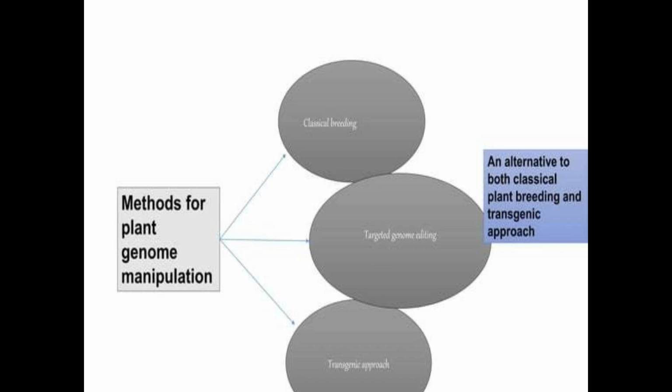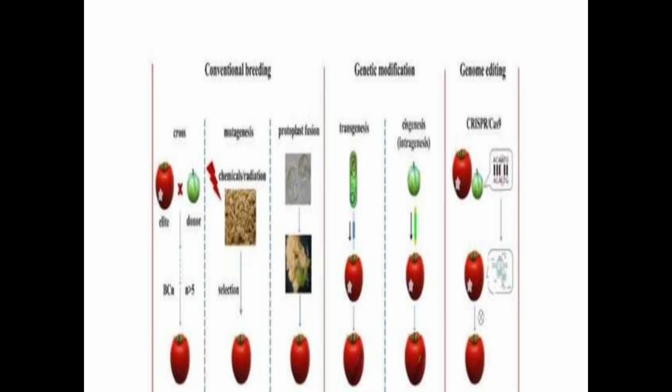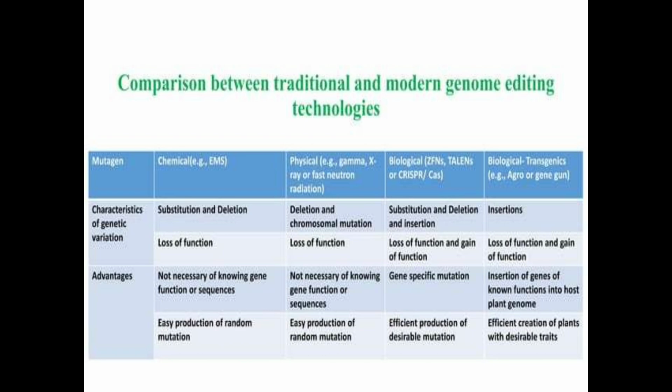So, the methods for genome manipulation are classical breeding, targeted genome editing, and the transgenic approach. Genome editing is utilized as an alternative to both classical plant breeding and the transgenic approach. Here we can see some variation among various plant products: cross breeding or conventional breeding, genetic modification methods, and lastly the gene editing method. Here is a comparison of modern gene editing technologies available for plants as well as for humans.